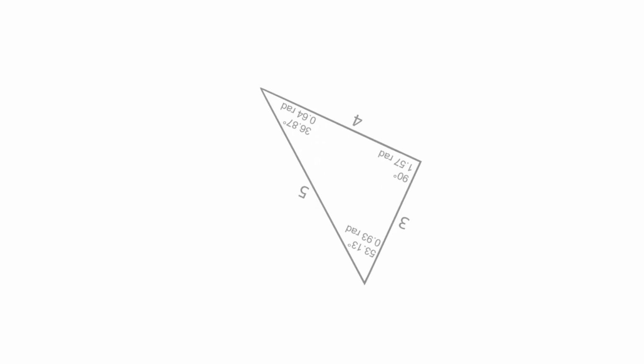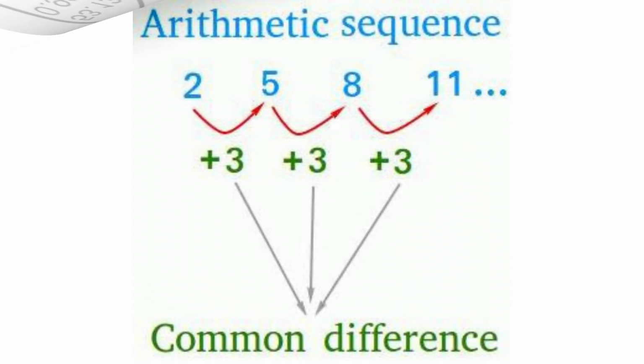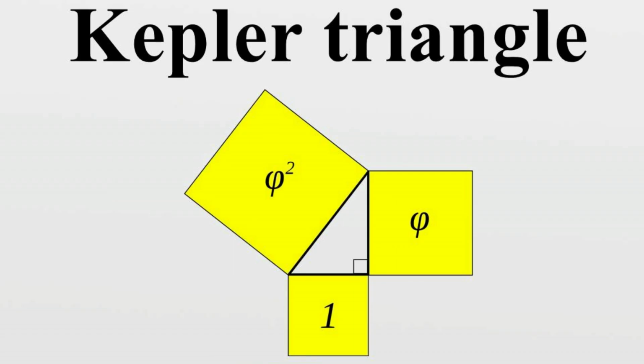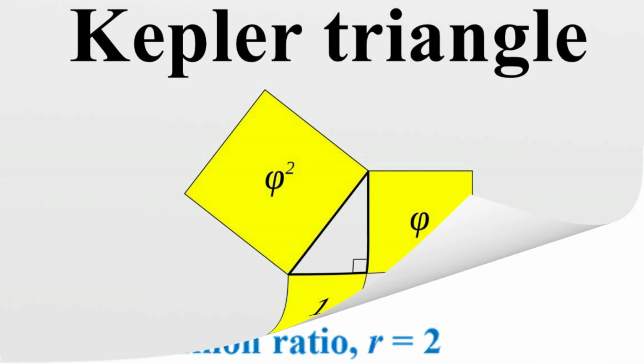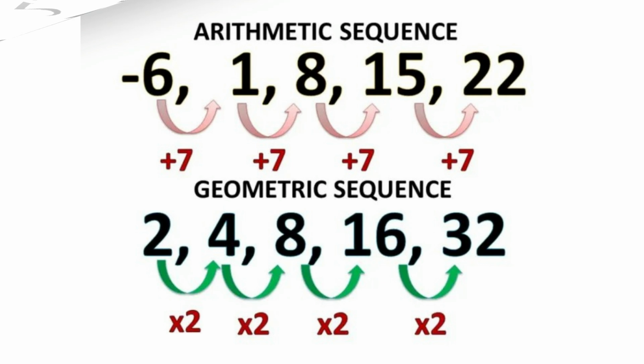The 3-4-5 triangle is a special right triangle, distinguished by its sides being in an arithmetic progression. In this progression, each successive term is obtained by adding a common difference. Conversely, the Kepler triangle is unique because its sides are in a geometric progression. In this type of progression, each successive term is obtained by multiplying by a common ratio. To put it simply, in an arithmetic progression, the difference between consecutive terms is constant, while in a geometric progression, the ratio between consecutive terms is constant.